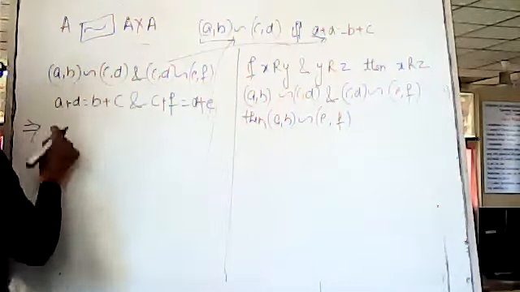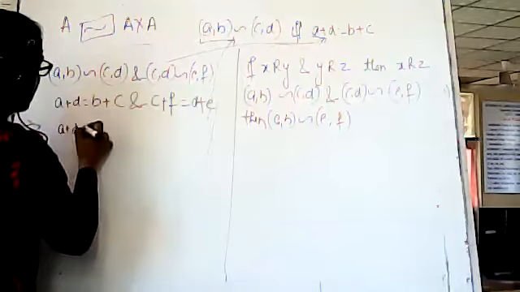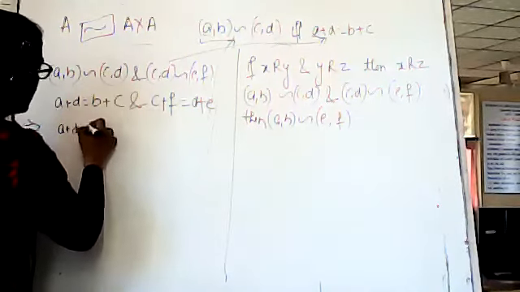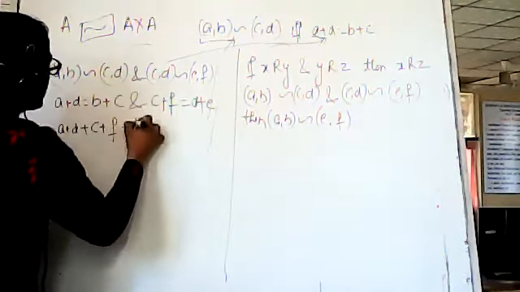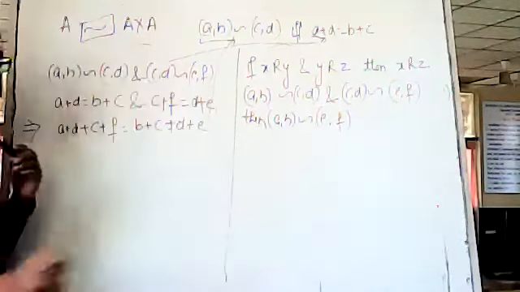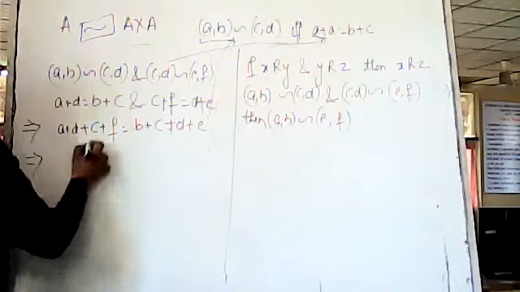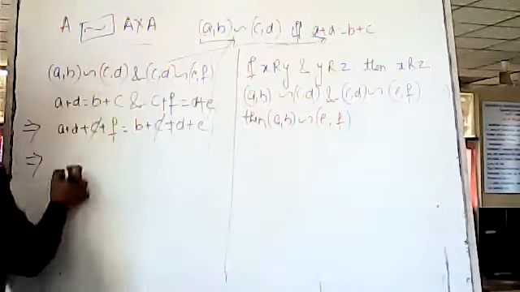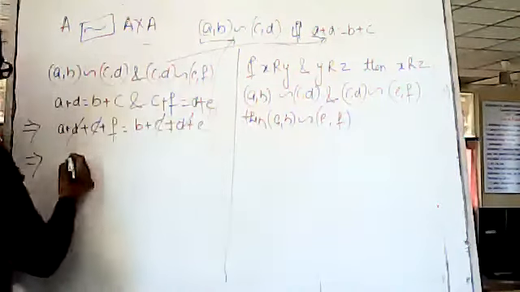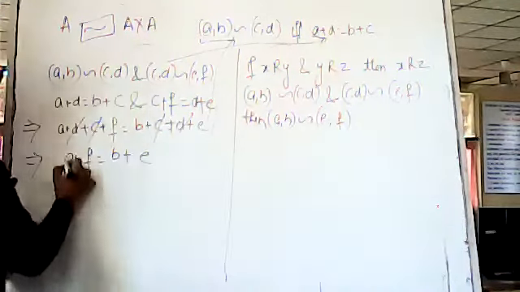Add both equations: A plus D plus C plus F equals B plus C plus D plus E. There are two equations; we have added the left-hand side to the left-hand side and the right-hand side to the right-hand side. It implies that this C and this C will cancel out, and this D and this D will cancel out. We get A plus F equals B plus E.